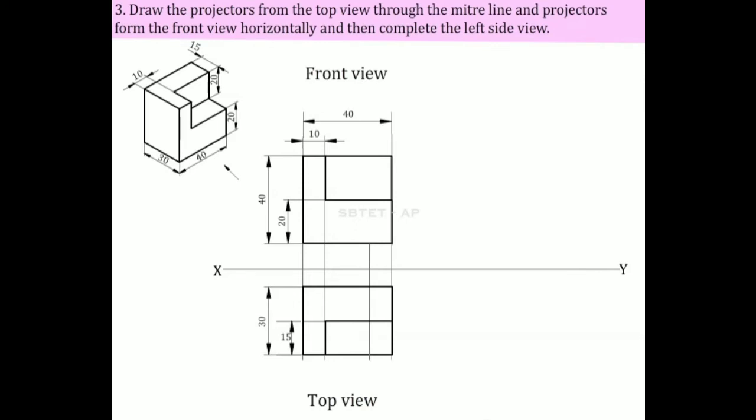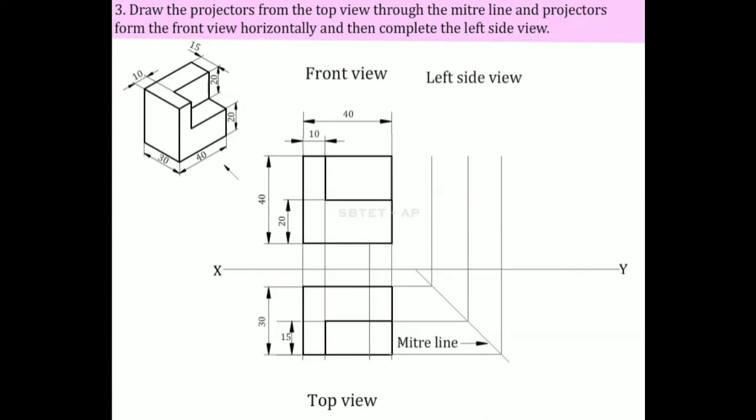To draw the left side view, first draw the miter line and projectors from the top view through the miter line. Now draw the projectors from the front view horizontally. Now complete the left side view. Show the hidden details by dotted line and visible details by dark line. Appropriately represent the dimensions.